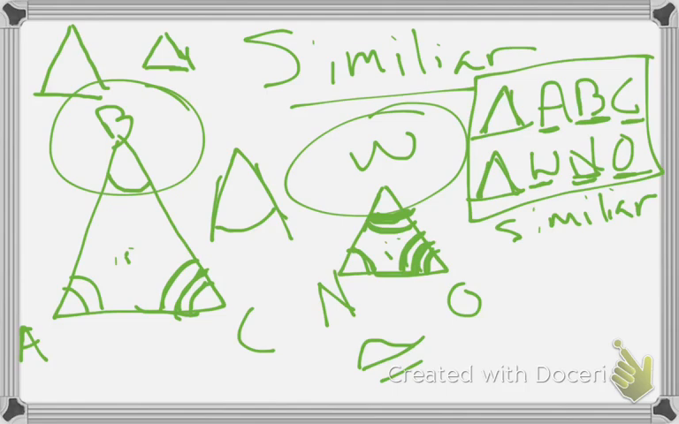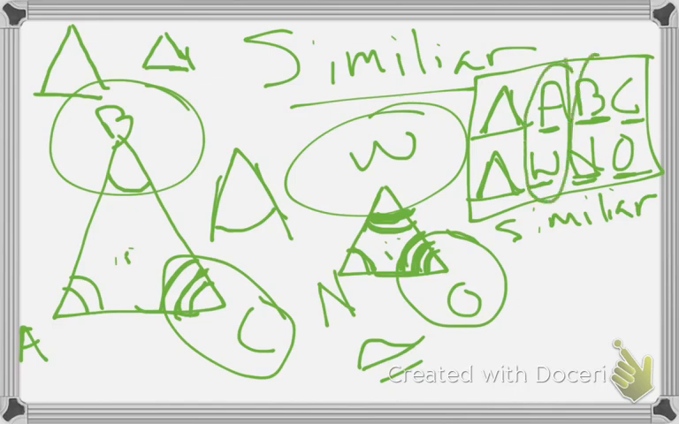Basically, the corresponding angles are congruent. That's what we're getting at. The corresponding angles are congruent. I should have done a different one. It should have been NWO to make it less confusing. But that's similar triangles. Make sure everything that corresponds, the corresponding angles are congruent. All right. That is it.